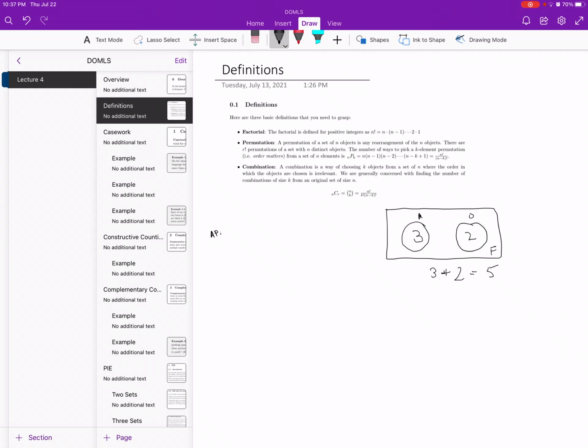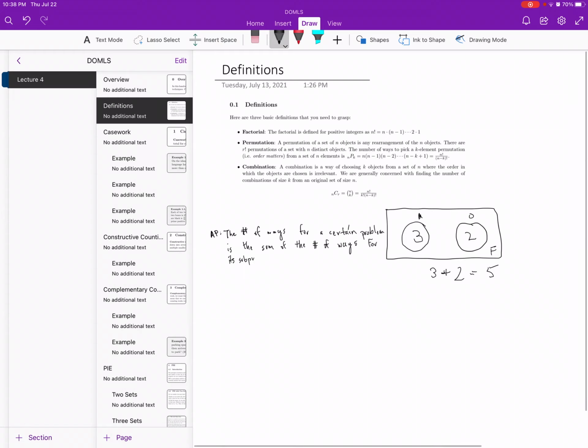To put this in words, not really rigorously, we might say that the number of ways for a certain problem is the sum of all the number of ways for the subproblems. So that's the addition principle.